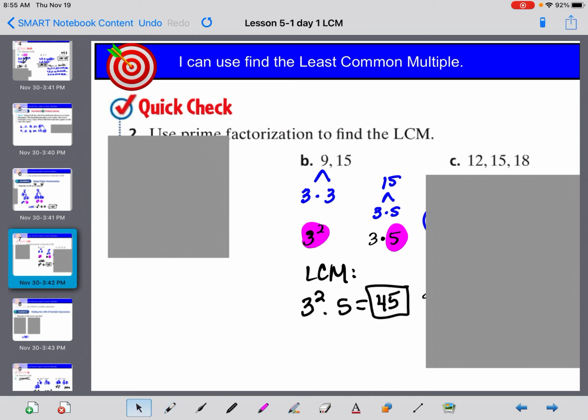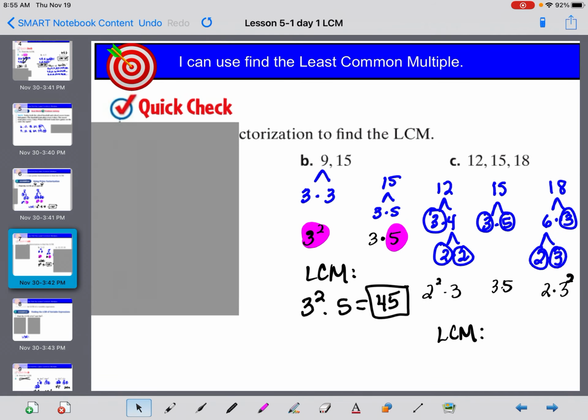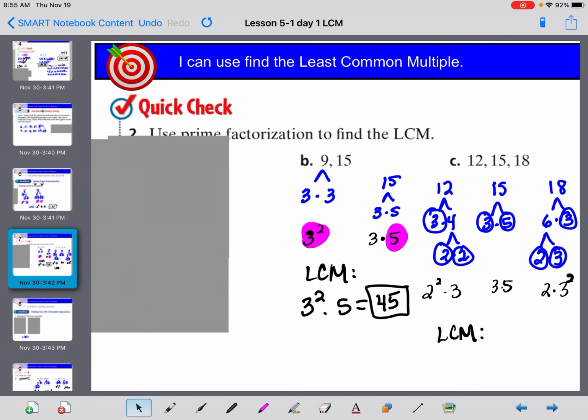The same process works for 3 numbers. I pick the largest factors of each base between all 3 numbers. So in the first one, 12 is 2 squared times 3, 15 is 3 times 5, 18 is 2 times 3 squared. For 2, I have a 2 squared and a 2. 2 squared is bigger. I have a 3 and a 3 squared. 3 squared is bigger. I have a lone 5. 5 is alone, 5 is the biggest.